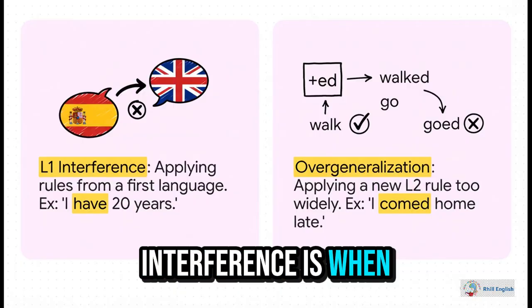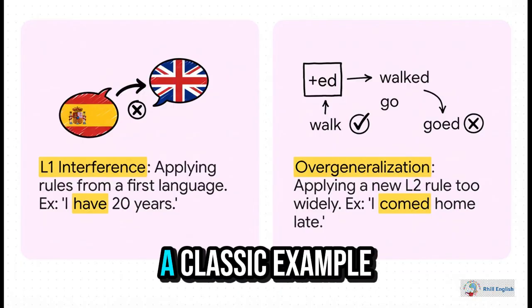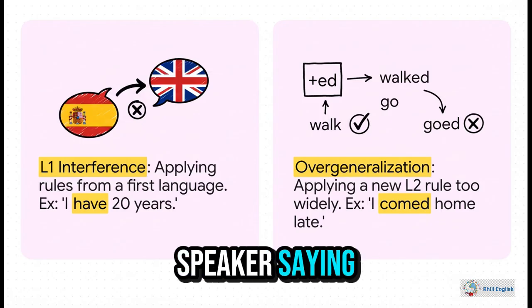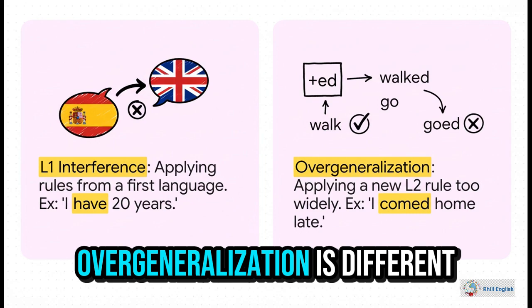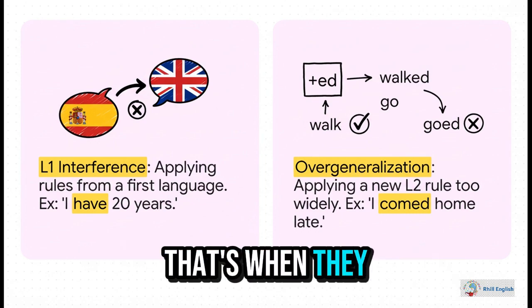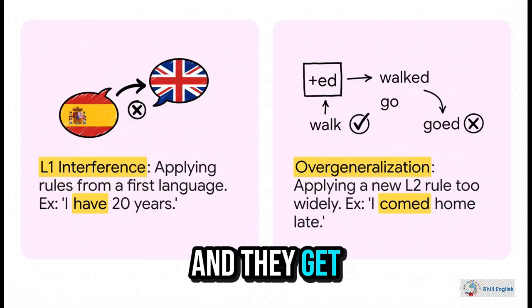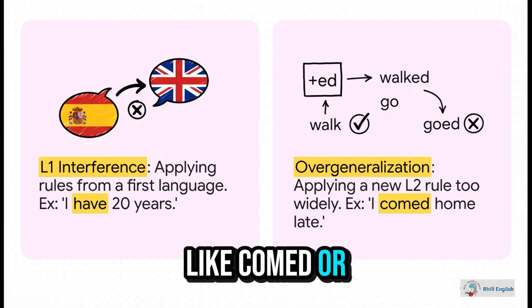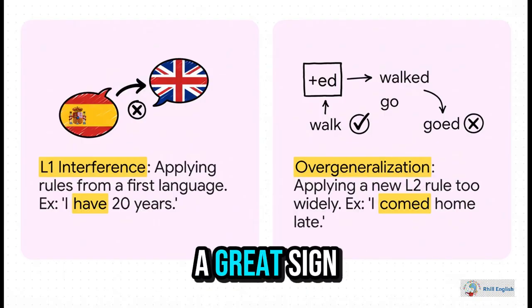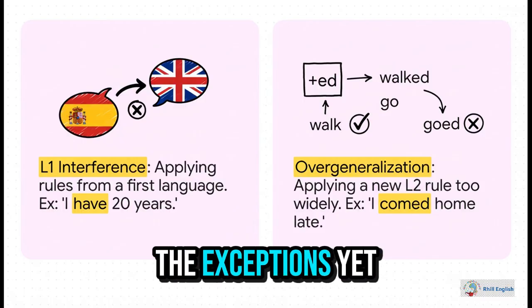L1 interference is when a rule from their first language just sneaks into their English. A classic example is a Spanish speaker saying, "I have 20 years," instead of "I am 20 years old." Overgeneralization is different. That's when they learn a shiny new English rule, like adding -ed for past tense, and they get so excited they apply it to everything, giving you gems like "comed" or "good." Honestly, this is a great sign. It shows they're learning the rule, they just haven't quite figured out the exceptions yet.